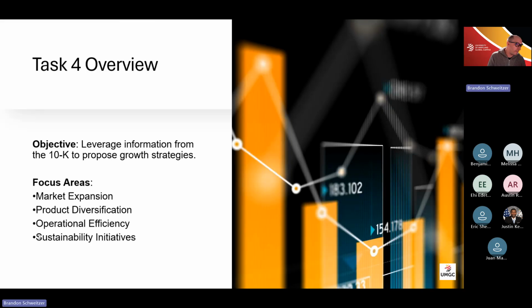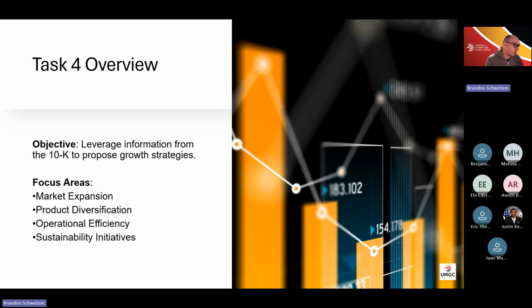In task 4, we're looking at leveraging information from the 10K report when it comes to growth strategies of the company. And in this, we're going to be looking at things like market expansion, product and production diversification, operational efficiencies, and sustainability initiatives that the company is working on. The management discussion and analysis section oftentimes includes discussions about future expansions, research and development, and new products. You can use these as clues and suggest some strategic alternatives.